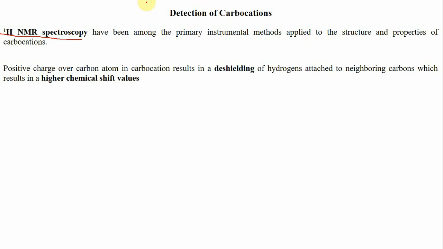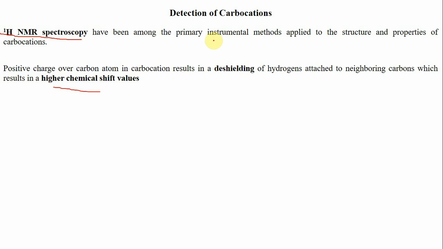Now in proton NMR spectroscopy, the position of the signal depends upon the electron density around the proton. The more electron density around the proton, the more it will be shielded, and the lower will be its chemical shift value. On the other hand, the lesser the electron density around the proton, the more it will be de-shielded, and the higher will be its chemical shift value.